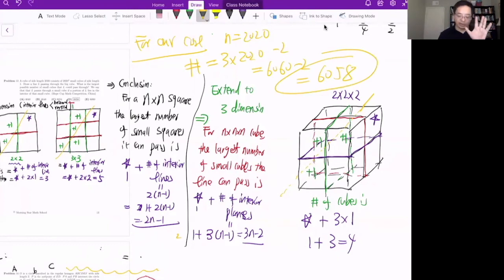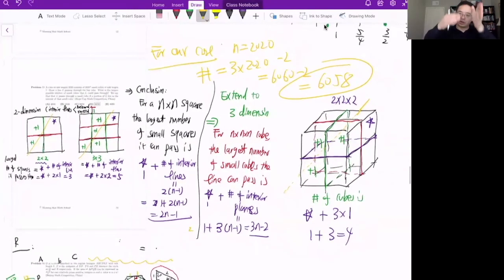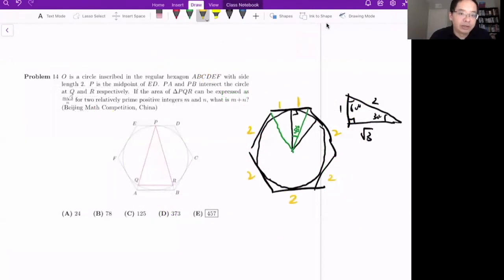As we have seen, the point is you focus on those interior planes. Start from the first one. Each time you pass through an interior plane, it's going to add one more, and one more, and one more. Therefore, the best you can do is try to pass through every interior plane. So the total number of cubes you can pass is the first one plus the number of interior planes.